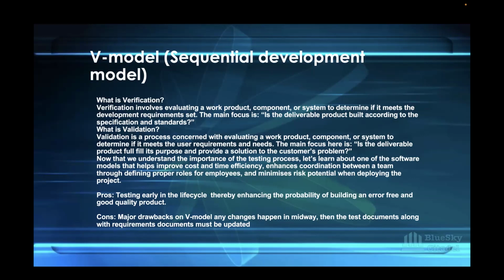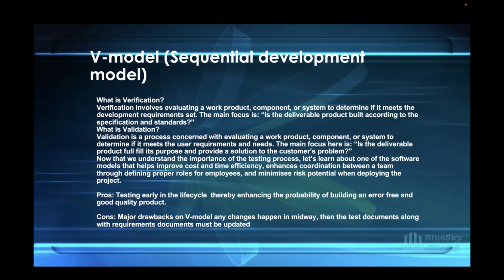I hope it's clear. Now that we understand the importance of the testing process, let's learn about one of the software models that help improve cost and time efficiency, enhancing coordination between a team through defining proper roles for employees and minimizing risk potential when deploying the project. Some of the pros and cons of this: the V-model is highly structured, which makes it easy to understand and manage because each phase has specific deliverables and a review process. That's the good thing with it.